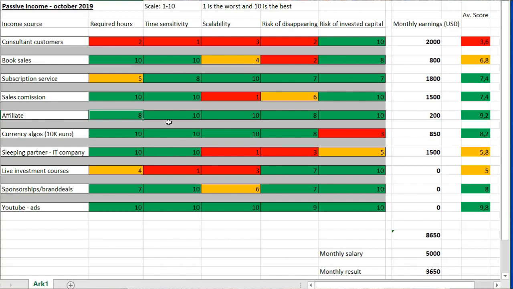I'm mentioning it in my videos. Time sensitivity, none at all. Scalability, yes, I can mention it in all my videos and have people clicking the links. So absolutely a good scalability here. Risk of disappearing. No, not really, not unless TradingView goes out of business. So that is not really something that is likely to happen. And risk of invested capital, I haven't invested any capital in it. So that is of course a 10. So this affiliate deal, 9.2, is actually the second highest score here in the row. So that is definitely something I'll do a bit about.